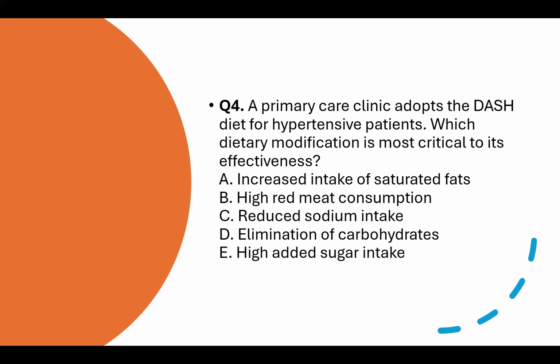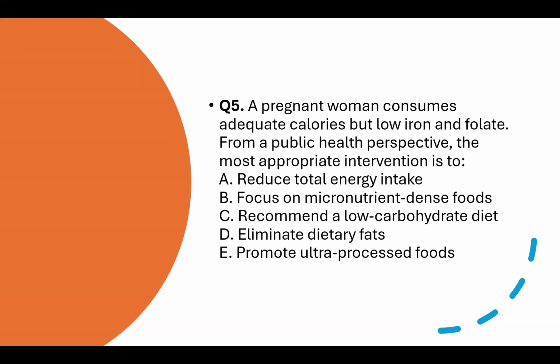A primary care clinic adopts the DASH diet for hypertensive patients. Which dietary modification is most critical to its effectiveness? Increase intake of saturated fats, high red meat consumption, reduce sodium intake, elimination of carbohydrates, high added sugar intake. C. Yes. Main concept is based on reduced intake of sodium.